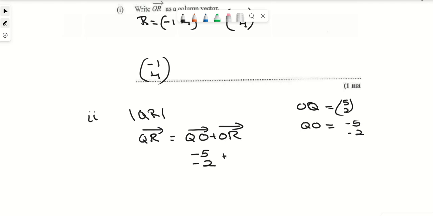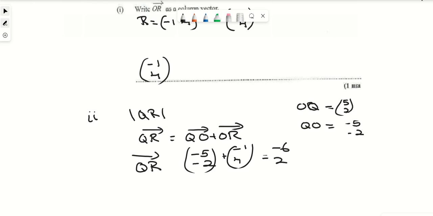What is OR? What we have here, (-1, 4). And we add these two. Minus 5 minus 1 is minus 6. Minus 2 plus 4 is 2. So we know that QR is this.